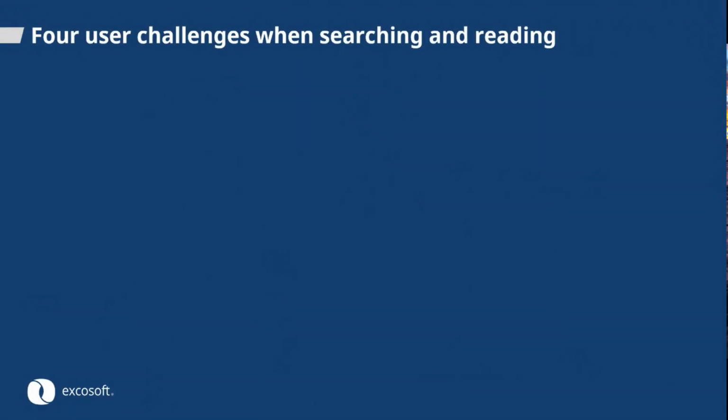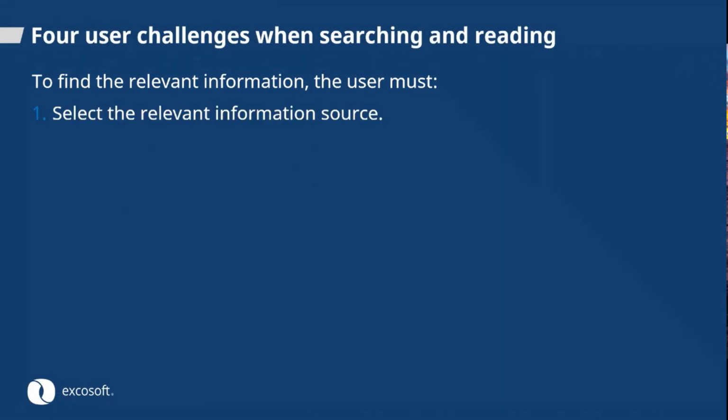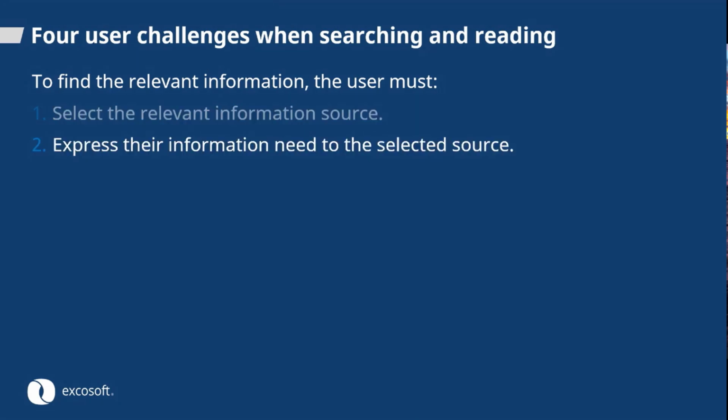Let's try to summarize this journey. So the first challenging step is to find the relevant information source, either if it's a chatbot or a PDF or HTML publication. And especially for industrial products where there's a lot of different configurations or even customized, there can be a lot of content to different types of publications. So first one is selecting the relevant information source. The next one is to express the information need to the selected source.